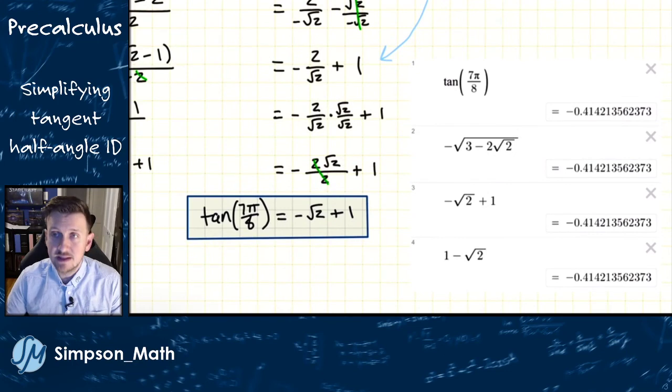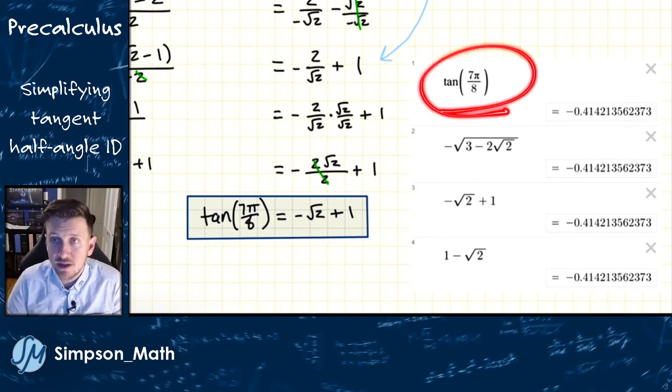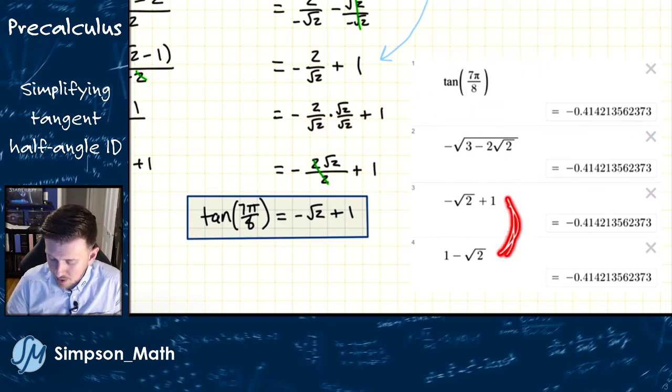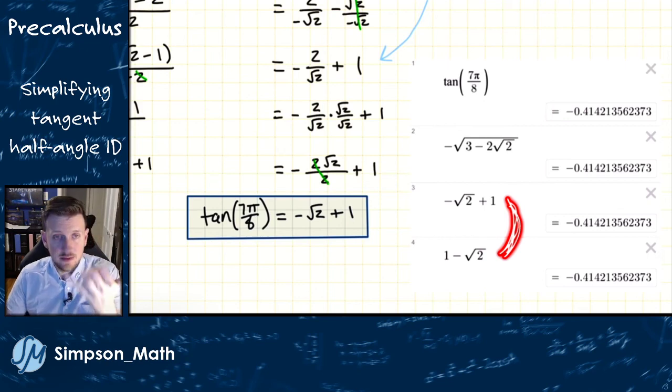I plugged these into Desmos. So first up, just tangent of 7 pi eighths is approximately negative 0.414. Our last two problems that we got were really the same thing. They're just commutes of each other. A plus B is B plus A. So that's what's happening here.